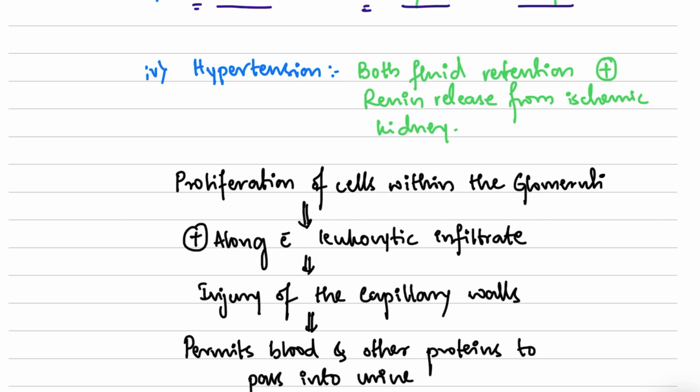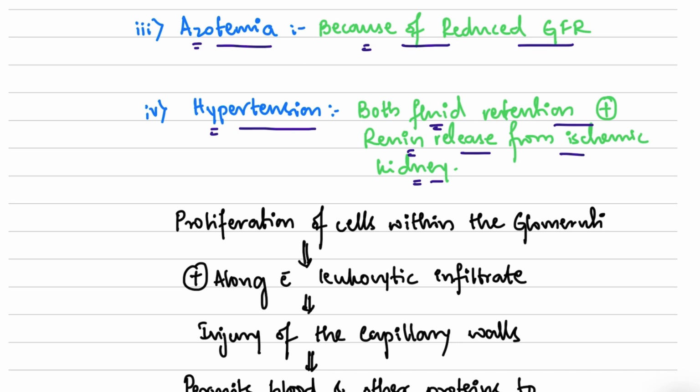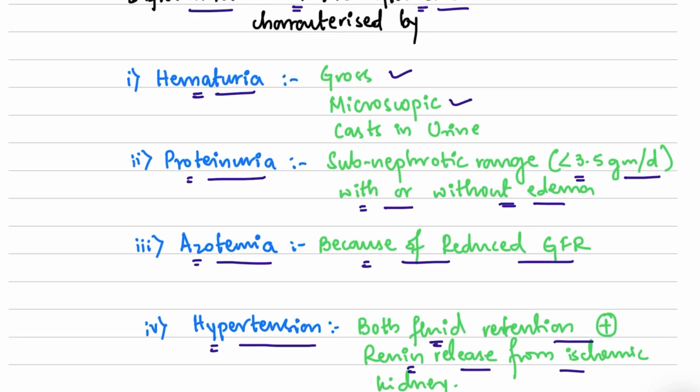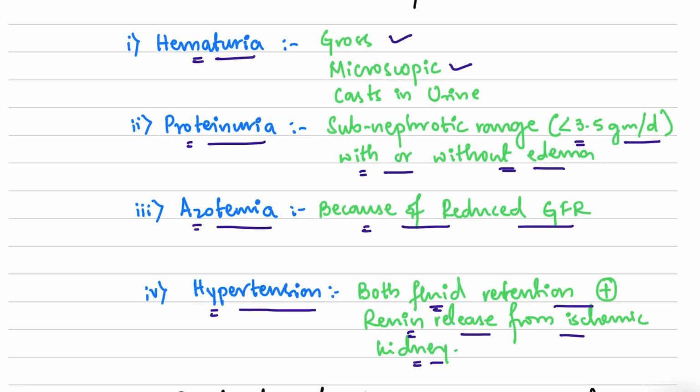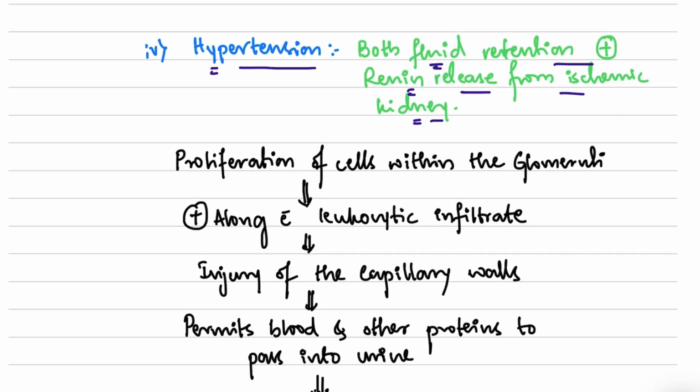One more symptom that we have in nephritic syndrome is hypertension. Hypertension can be either due to fluid retention or due to renin release from the ischemic kidney. So hypertension is another classic feature of nephritic syndrome. What are the four classical symptoms of nephritic syndrome? We have hematuria, proteinuria, azotemia, along with hypertension.